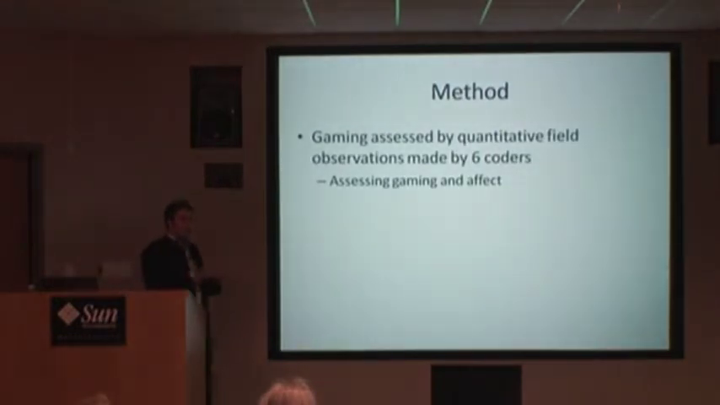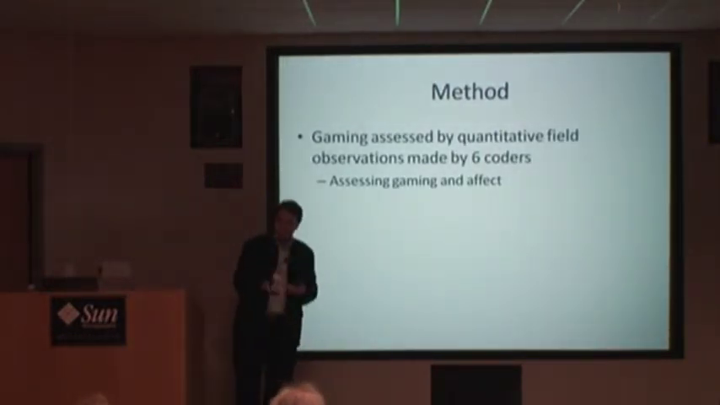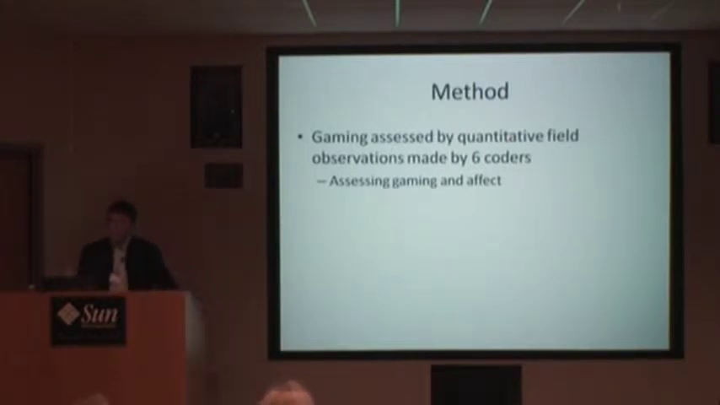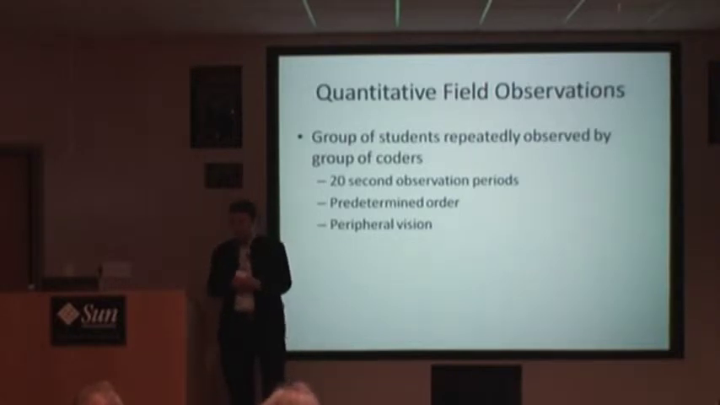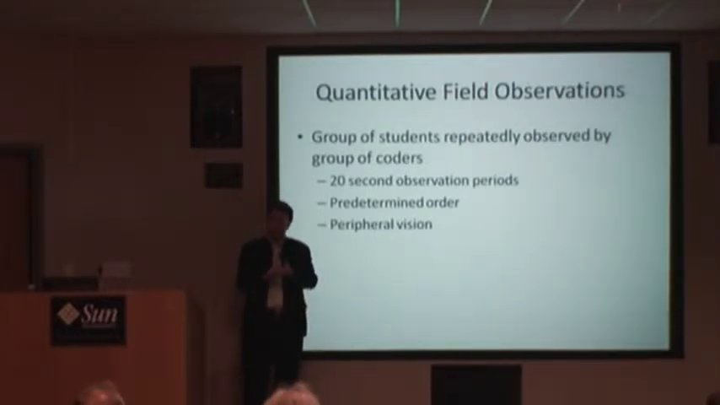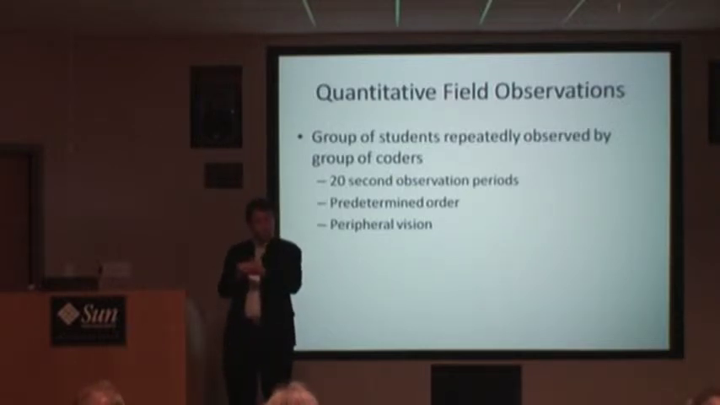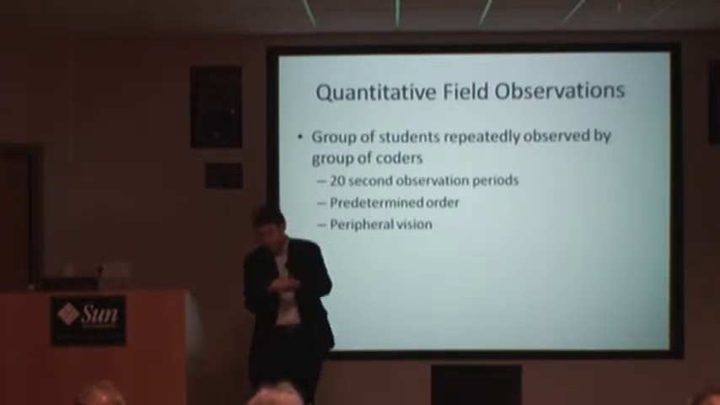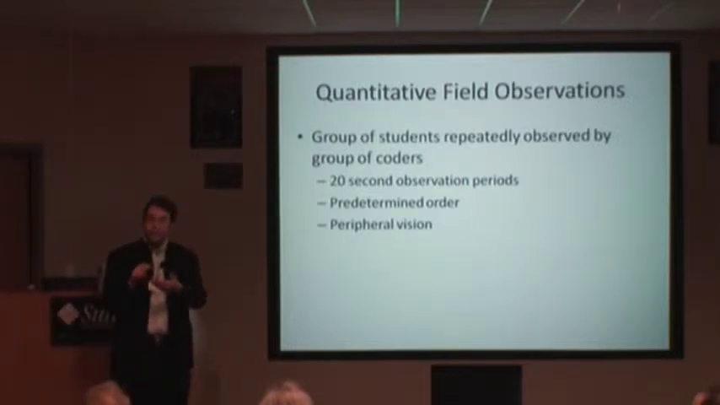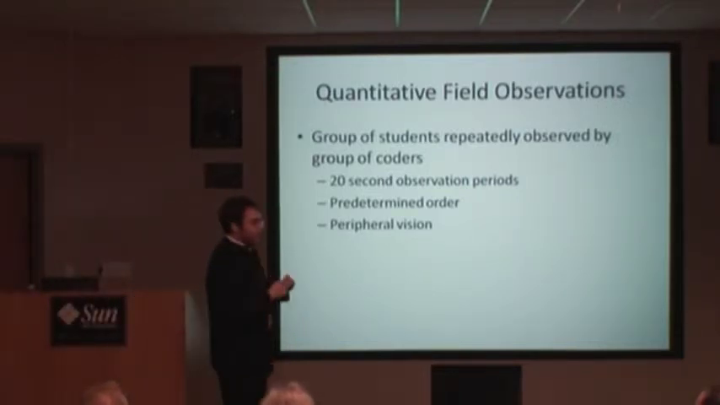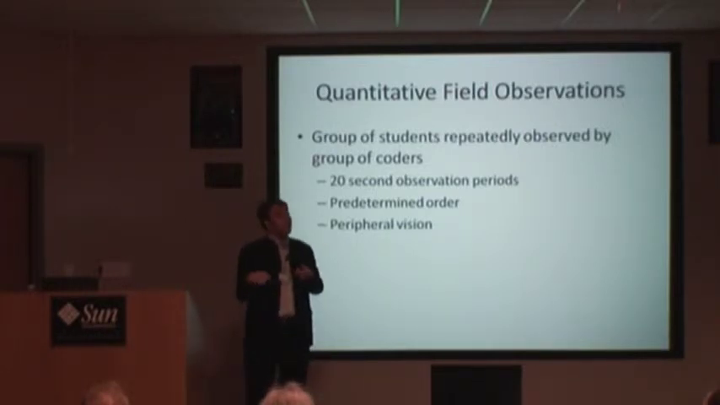Our method for assessing gaming and affect was quantitative field observations, which I'll give you details on in a sec. We had quantitative field observations of gaming and affect by six coders as these students were using the software in the field. A group of students were repeatedly observed by our coding team, in 20-second observation periods. So if I was observing Doug, I would stand observing him for 20 seconds and note down the first behavior he engaged in that was notable. And in fact, while I was doing it, I wouldn't be hovering over his shoulder. I'd be hovering over Aaron's shoulder and observing him out of peripheral vision. And that's really important for our method. To affect students as minimally as possible, we conduct the observations in ways that the students know that there's observation going on, but they don't know they're being observed right now.